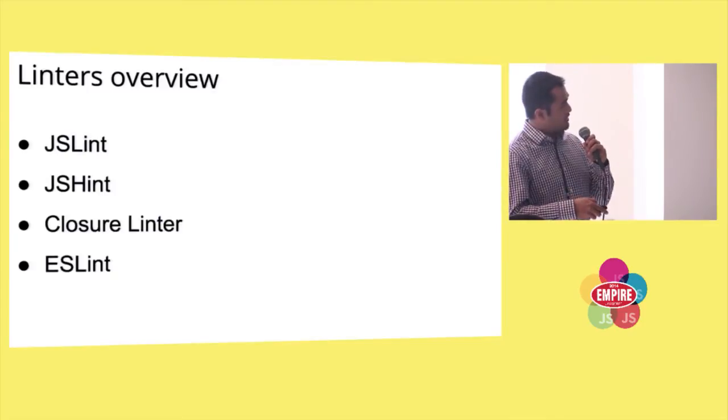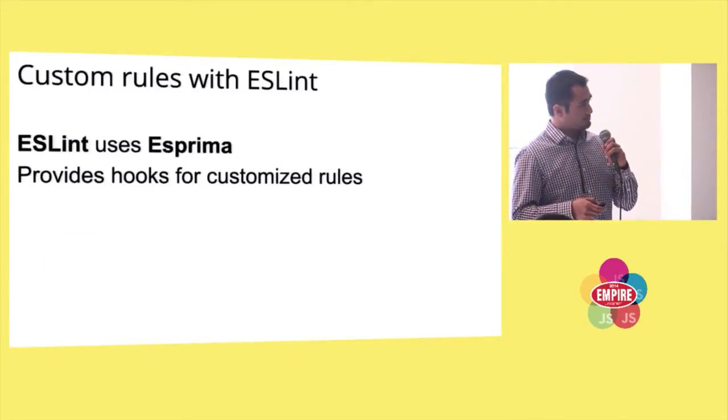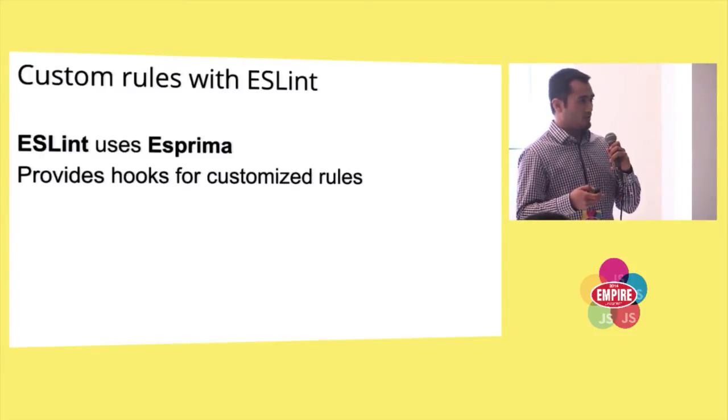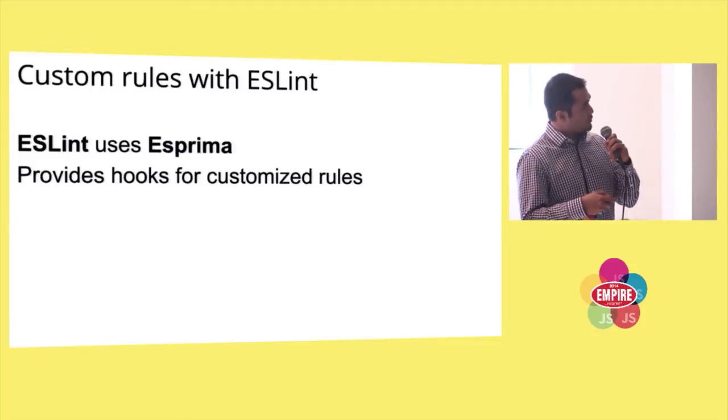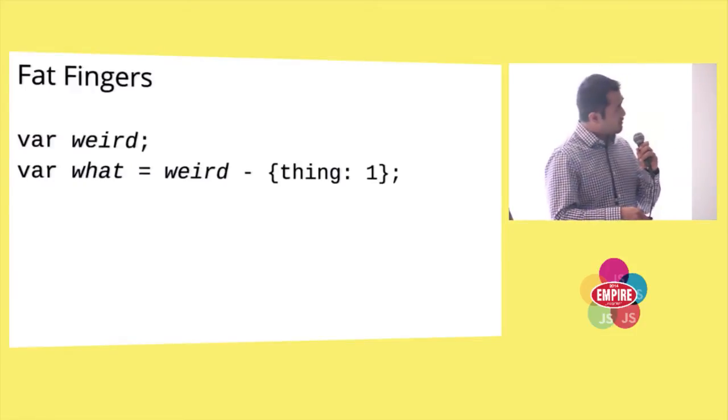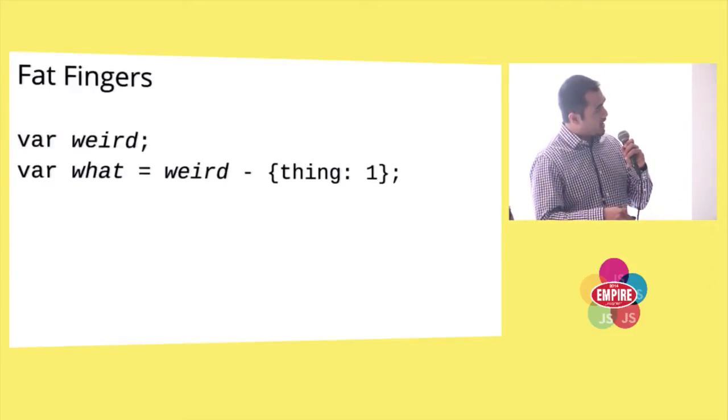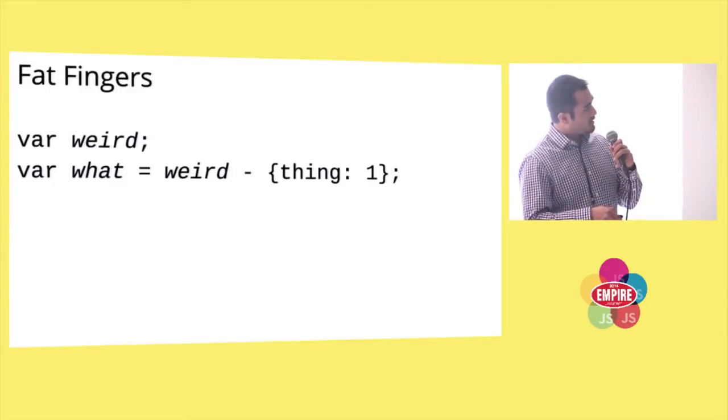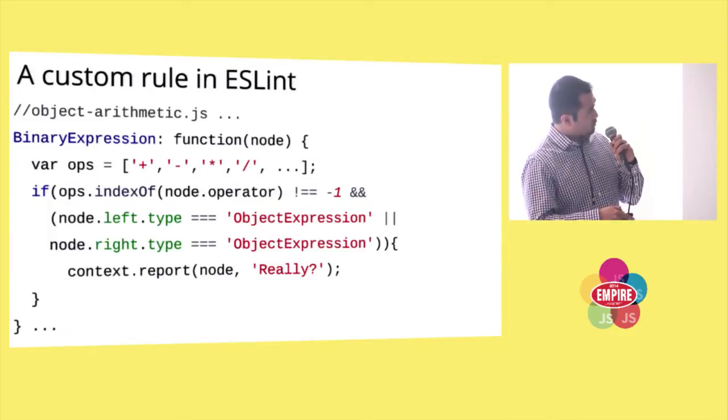ESLint is based on the Esprima parser, and it provides hooks so that you can write customized rules. Sometimes maybe in your project you don't want your variables to be named certain ways. Those kinds of rules you can't really express with any of the previous tools. This one allows you to provide customized rules. I'll give you an example. Here I'm trying to assign this object literal to both of these variables, but I only wrote half of the assignment operator here. It's not a good idea to do arithmetic on objects. So let's see how I would write a rule to capture that.